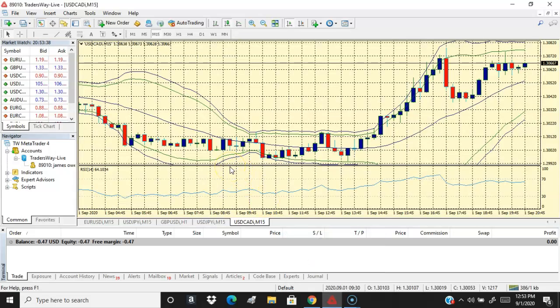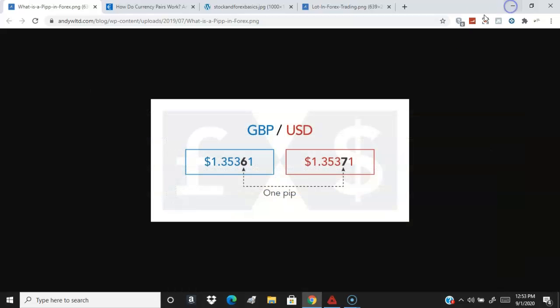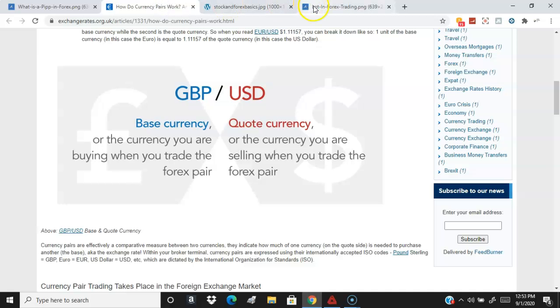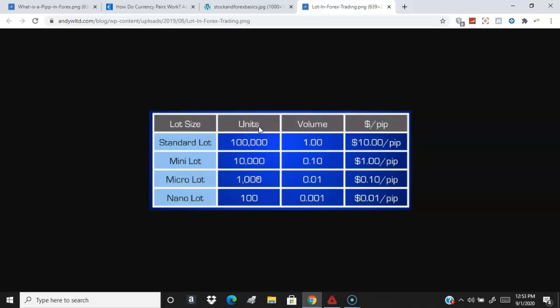So what's a lot size? Say you're putting $1 versus. Let me actually bring that up so you can see what it looks like. Okay, so how do you trade? We have something called lot sizes. Lot sizes are unit sizes and the value.